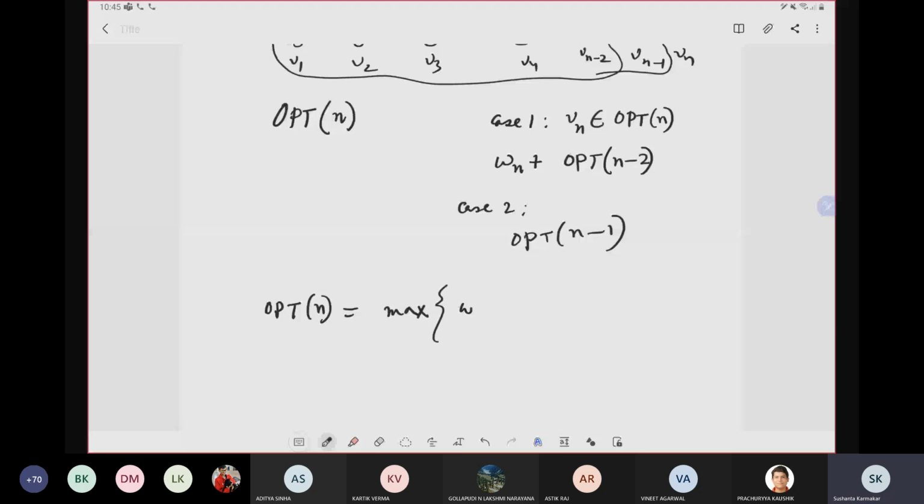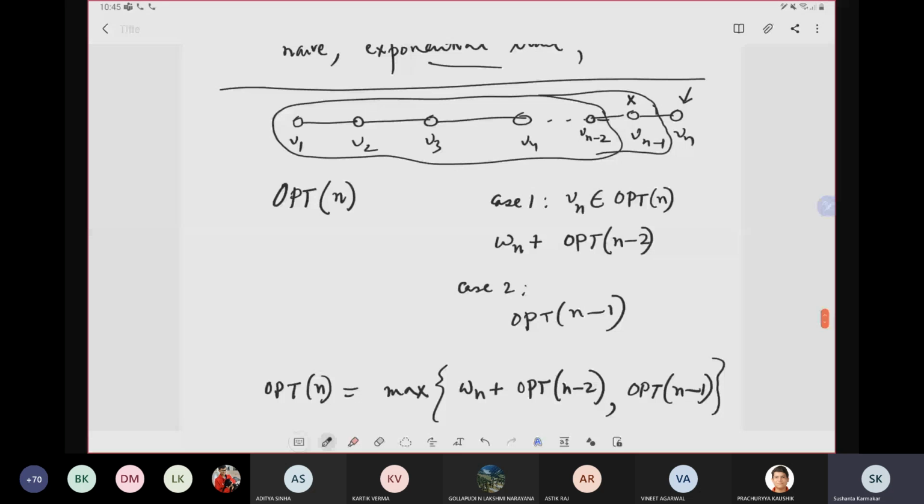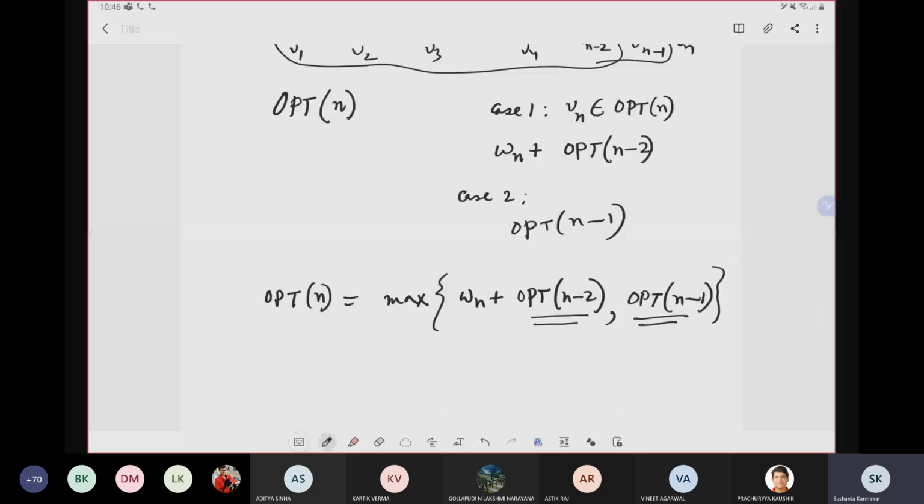What is interesting here, if you look at the problem, what is opt n minus 2? Opt n minus 2 is up to this part. And opt n minus 1 is from V1 to Vn minus 1. Okay, this part of the subproblem. If you look at opt n minus 2 and opt n minus 1, these are subproblems which are very much overlapping, overlapping up to n minus 2 positions. So this is a special kind of problem where the subproblems are highly overlapping.